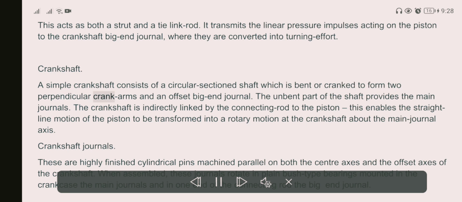Crankshaft. A simple crankshaft consists of a circular section shaft which is bent or cranked to form two perpendicular crank arms in an offset big end journal. The unbent part of the shaft provides the main journals. The crankshaft is indirectly linked by the connecting rod to the piston. This enables the straight line motion of the piston to be transformed into a rotary motion at the crankshaft about the main journal axis.